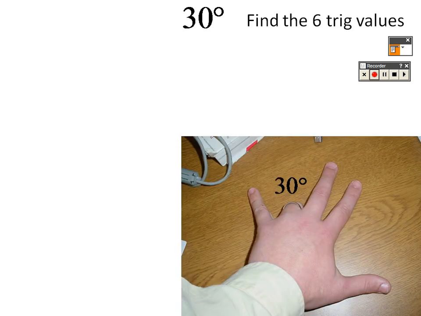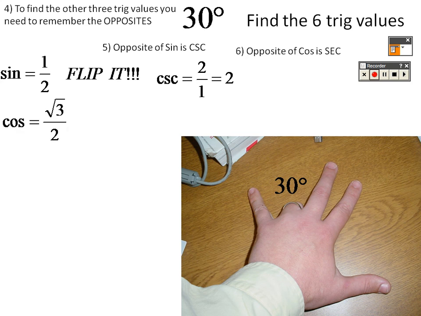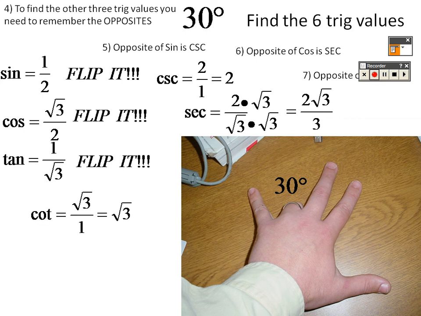So to find the others, opposite of sine is cosecant. So if we said sine was 1/2, you flip it for a cosecant to get 2. Cosine, you flip it to get secant, which is 2 over root 3, but you got to rationalize it to get 2 root 3 over 3. Tangent, when you flip it, you end up getting root 3 over 1, which is root 3 for cotangent.